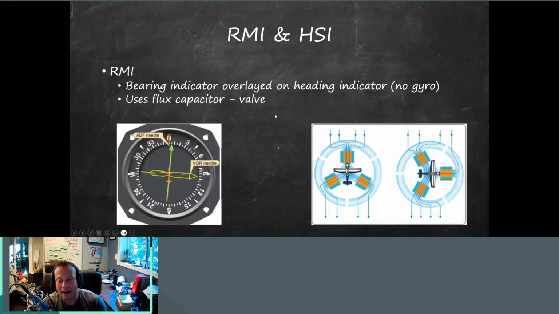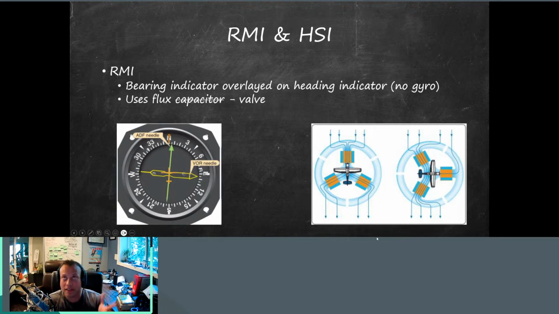Now let's talk about the RMI and the HSI. The RMI has a bearing indicator overlaid on a heading indicator, and it's gyroscopic. So here you're going to have your ADF needle, or your automatic direction finder, and your VOR needle. Now the tops of the needles point to the station, and the tails point to the radial on the VOR, or away from the station on the ADF.